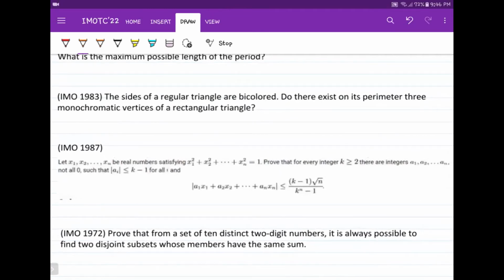Try whichever you like. If on a side there are two vertices, will that vertex have the same color as the side? In the 1983 problem, what is the issue here? The sides are bipolar. Which color will be given to the vertices? Should it say the sides of a regular hexagon? Can you show a demonstration of it so we can get an idea? For a regular triangle.